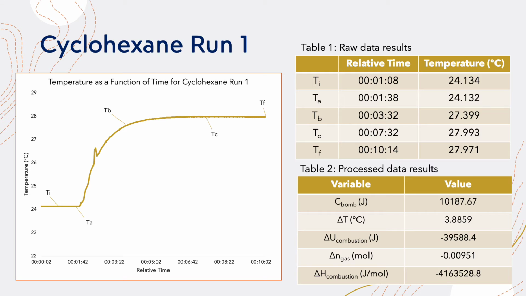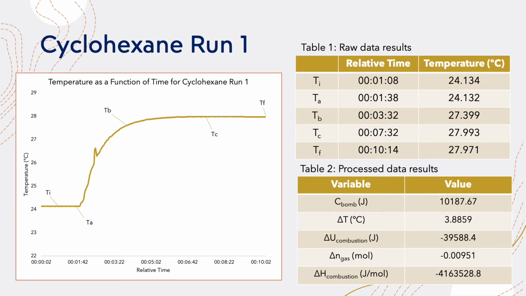So in the data collection, there were 2 runs for each molecule, so 2 for cyclohexane and 2 for CDDT. This slide shows the data I found for the first run of cyclohexane, and here we have the graph of the temperature versus the time, with multiple temperature time points of interest noted. Ti is the time of the initial temperature, approximately 1 minute after the stirrer is turned on, so the system has reached its equilibrium.